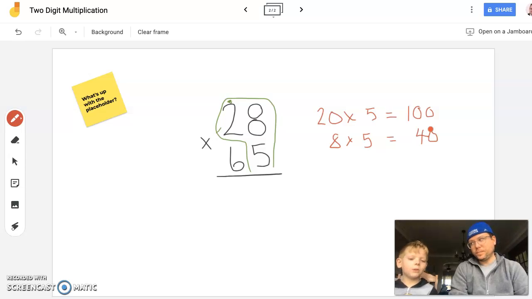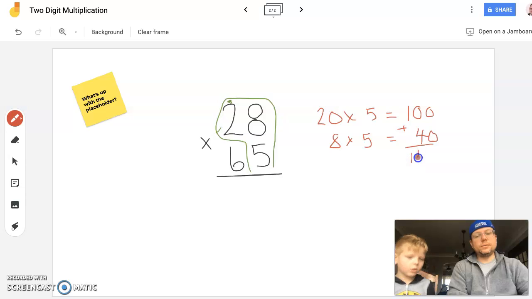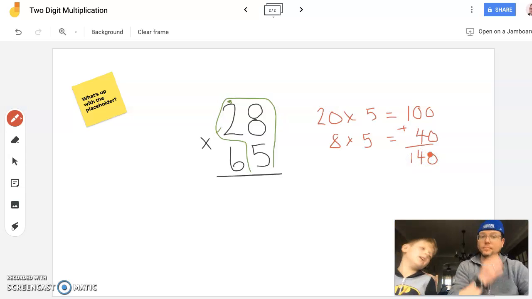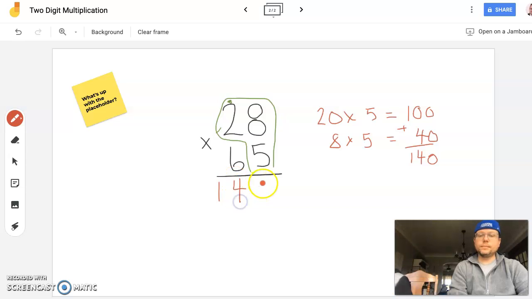Now what do we do? We put a plus next to them and a line under them. We need to add them back together because we found part of the product and part of the product. We need to put the whole product together and we get 140, because 0 plus 0 is 0, and then 0 plus 4 is 4, and then 1 plus 0, well, nothing, is 1. So I'm going to put 140 over here. We found part of the product. Now what do we have to do?